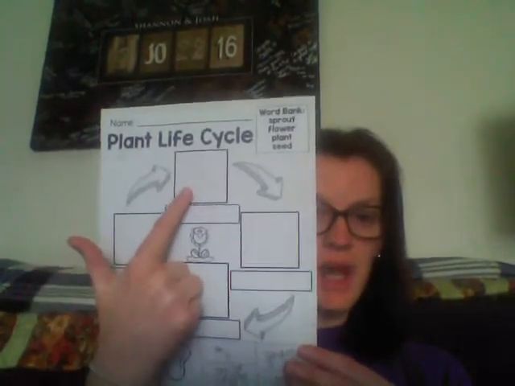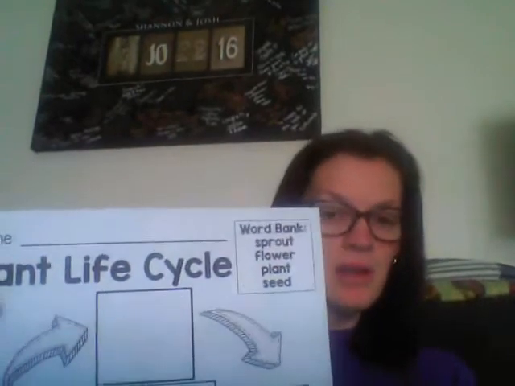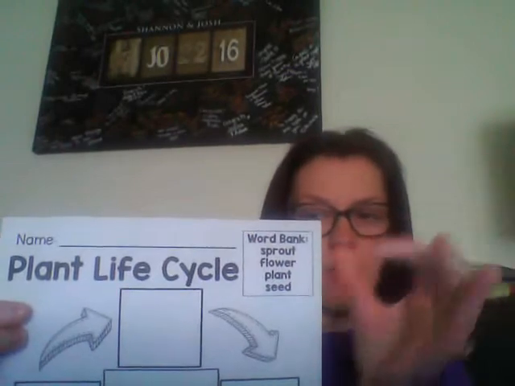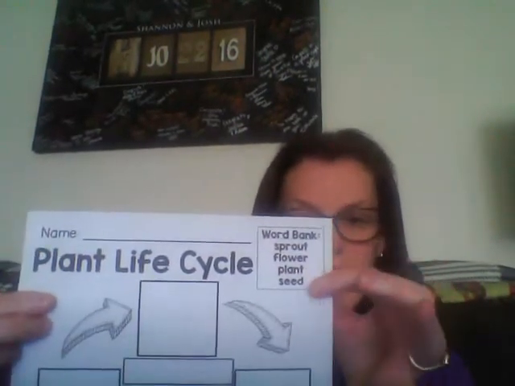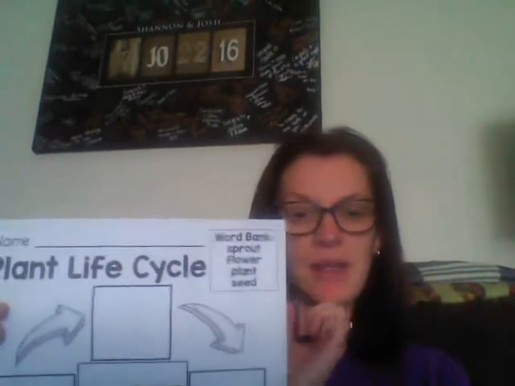start at the top, and in our word bank, we have the words sprout, which means it's coming up out of the ground, the flower, once we see the pretty flower, the plant, and the seed. So out of sprout, flower, plant, seed, which do you think is going to happen first? That's right, seed. We need to plant the seed, or like dandelions, when the wind comes, they take the little pieces from the dandelion and it spreads them all over, and that's why we have dandelions everywhere.